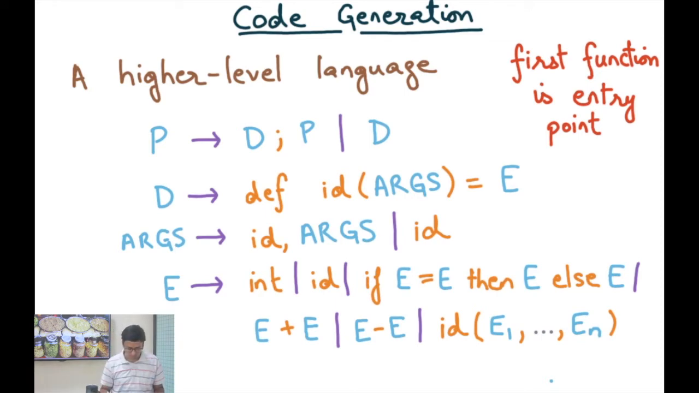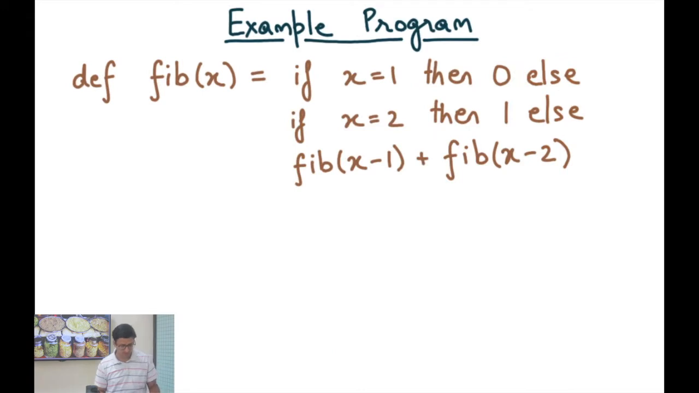So let's look at an example to understand this language a little bit better. Here's an example of a function fib. Fib takes a single argument x, and this is the expression that it computes. It says if x equals 1, then 0, else if x equals 2, then 1, else fib(x minus 1) plus fib(x minus 2). So notice that this whole thing is an expression.